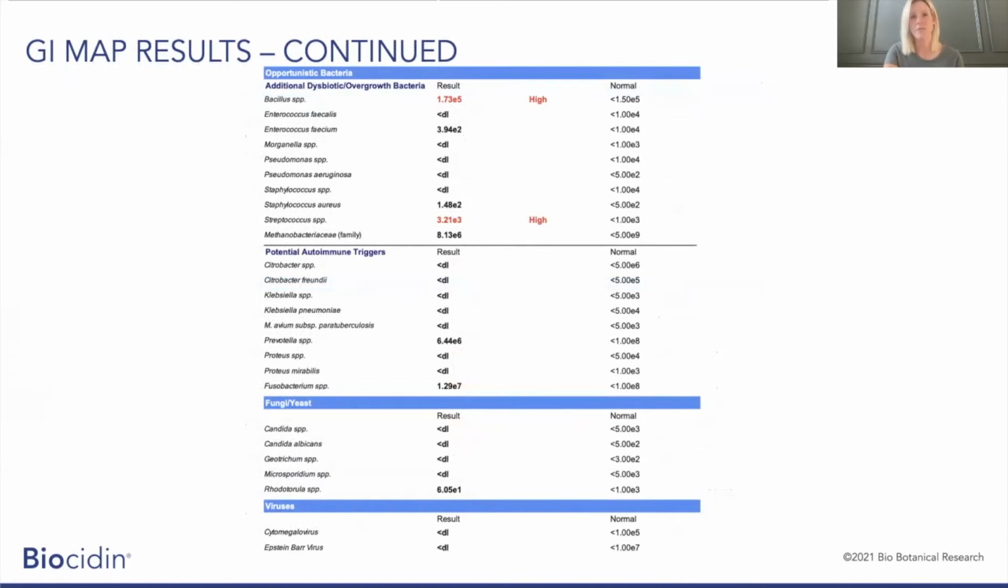We did have some overgrowth of some staph and some strep and bacillus that we needed to take care of, and then some rhodotorula, but not a lot going on there. Now, a lot of this could be hiding in biofilms too that weren't revealed until we started treating.